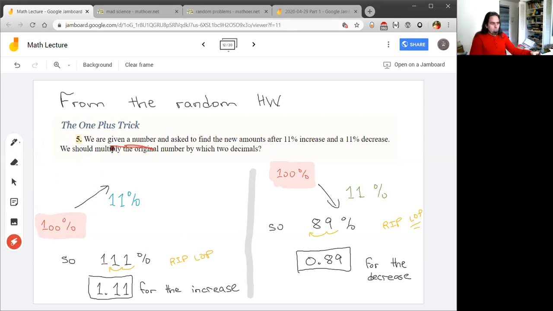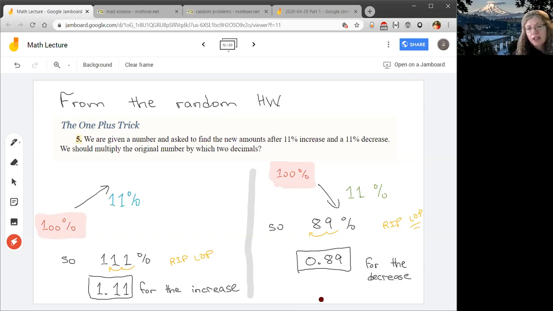So we don't need to know what the number is, whether it's $100 or 500 pounds or 300 elephants, whatever it is. If it goes up by 11%, we multiply it by 1.11. If it goes down by 11%, we multiply it by 0.89. And how did we get the 0.89 again?